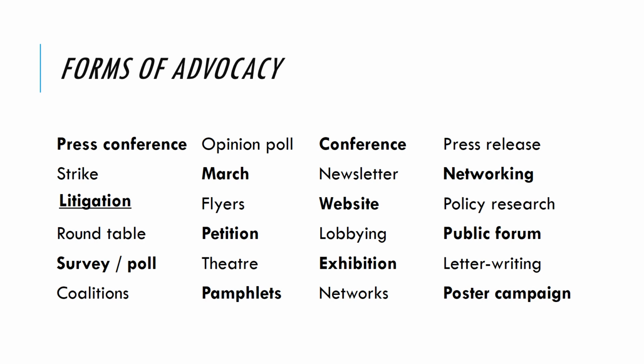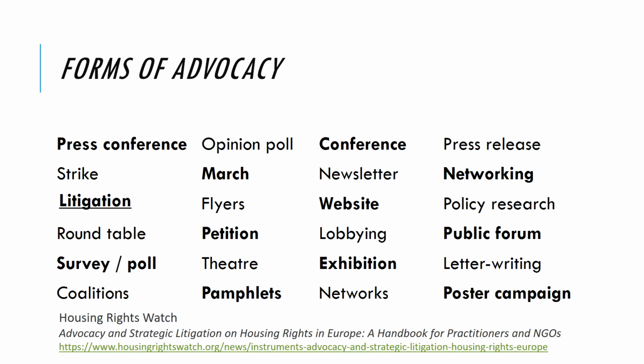Advocacy can take different forms, from putting out press releases, to organizing conferences and roundtables, to more creative actions, such as setting up exhibitions or performing a theatre play, or delivering and distributing pamphlets. These actions can be aimed at local, regional, or national level, as well as aiming to influence European institutions. For inspiration, you can also refer to Advocacy and Strategic Litigation on Housing Rights in Europe, a handbook for practitioners and NGOs, published by Housing Rights Watch. A link to this handbook can be found in the list of useful links included below this video.